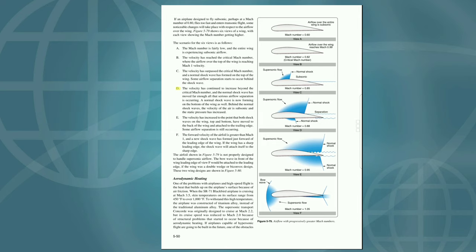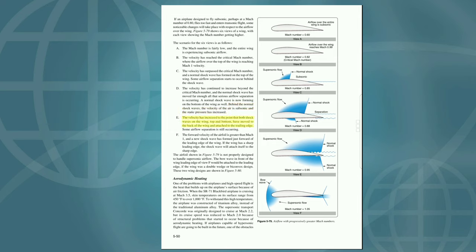D. The velocity has continued to increase beyond the critical Mach number, and the normal shock wave has moved far enough aft that serious airflow separation is occurring. A normal shock wave is now forming on the bottom of the wing as well. Behind the normal shock waves, the velocity of the air is subsonic, and the static pressure has increased.